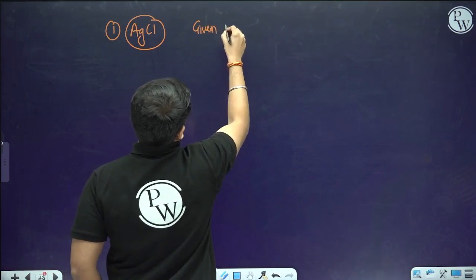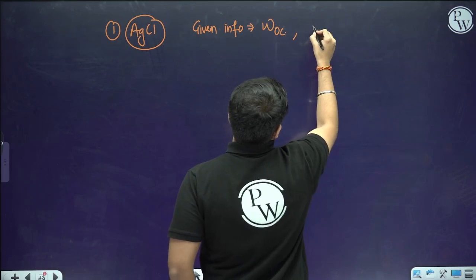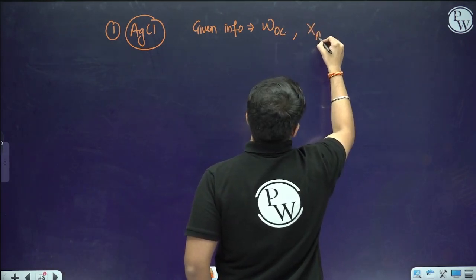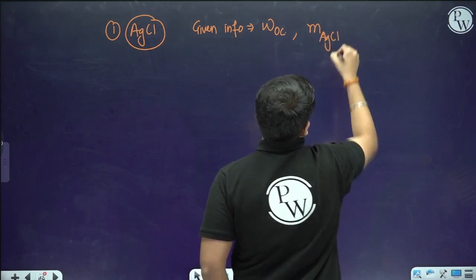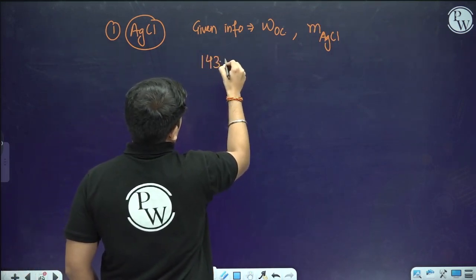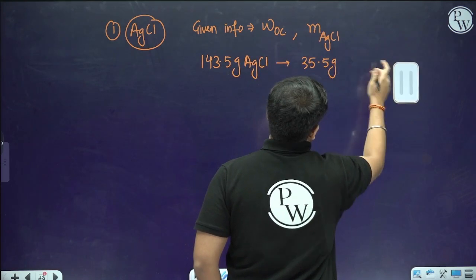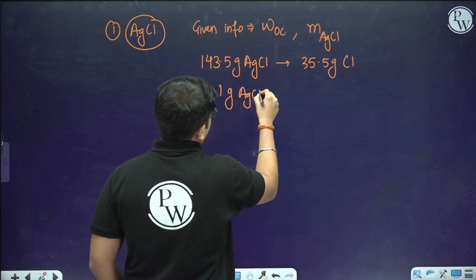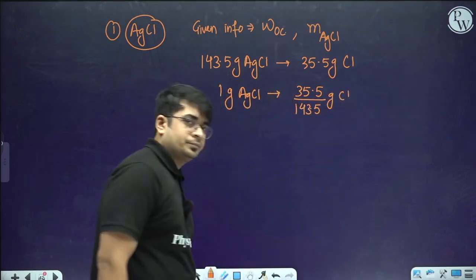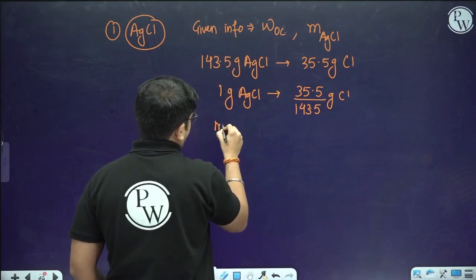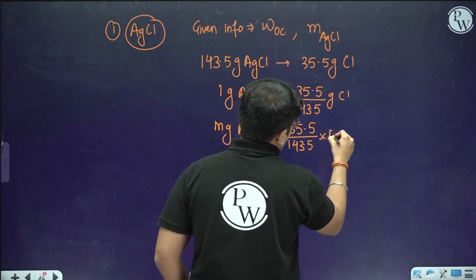You can see the given information: W gram of organic compound is taken, and m gram of AgCl is being produced. So you can say that 143.5 gram AgCl contains 35.5 gram of Cl. It means 1 gram AgCl will contain 35.5 divided by 143.5 gram Cl. So m gram of AgCl will contain 35.5 divided by 143.5 multiplied by m gram of Cl.